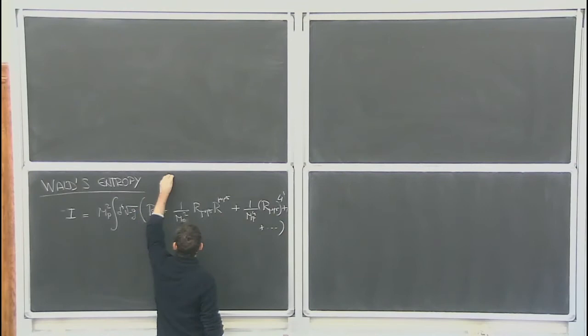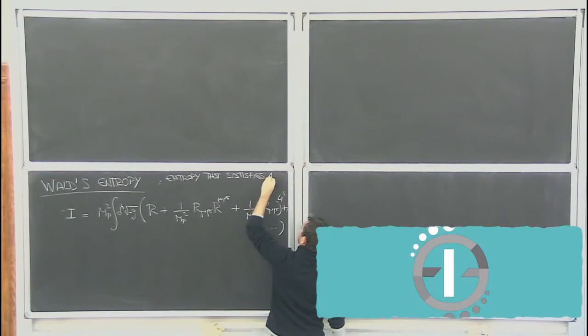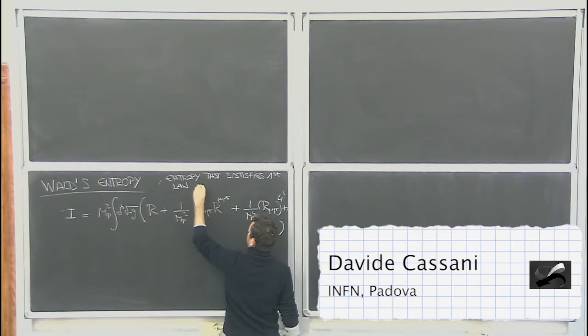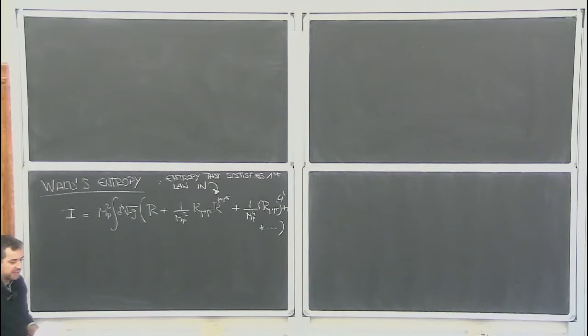Wald's entropy satisfies the first law in this kind of theories, in theories with higher derivatives. And so the formalism is rather complicated and we don't need it. So I'm going to spend just this board on Wald's entropy and then we will move to something else.